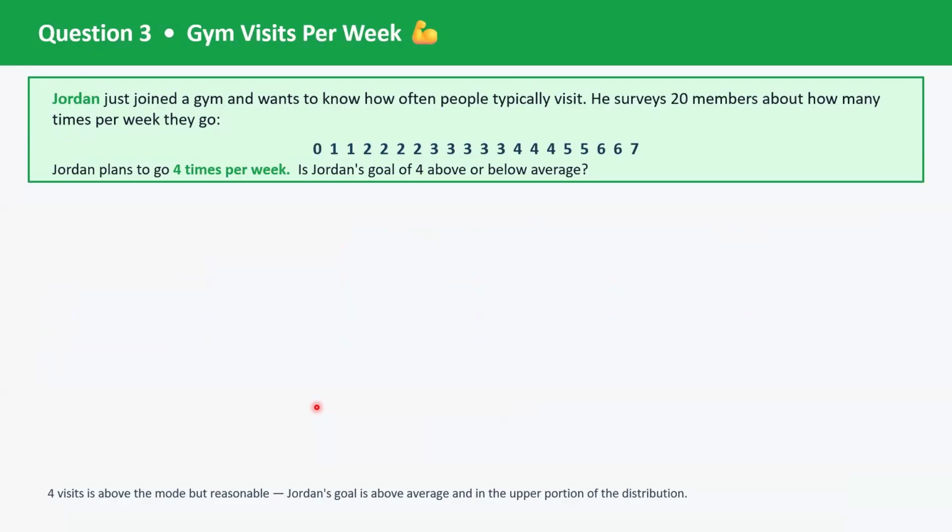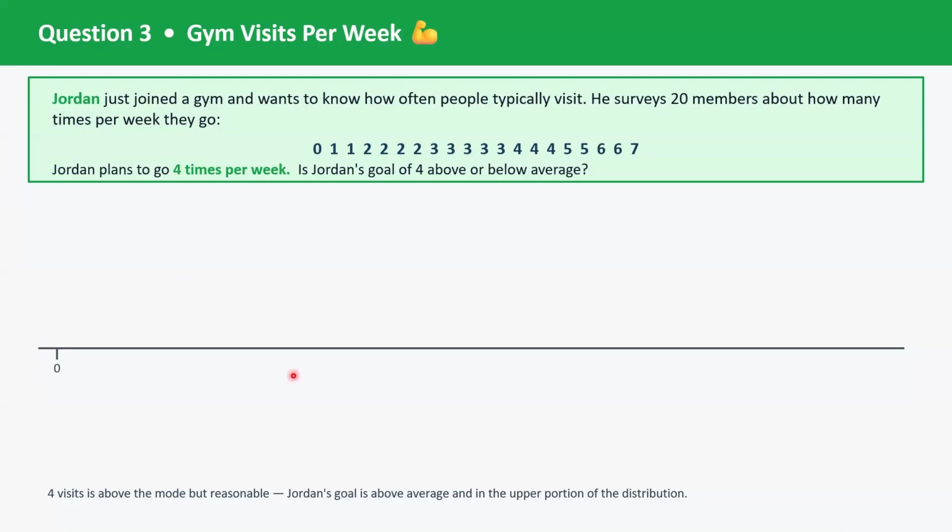Now let's look at another decision, this time about fitness. Jordan plans to go to the gym 4 times per week. He wants to know if that is realistic compared to others. To answer this, let's create the dot plot. We will first draw the number line and start from the lowest value and go all the way to the highest value, from 0 to 7. And this is gym visits per week.